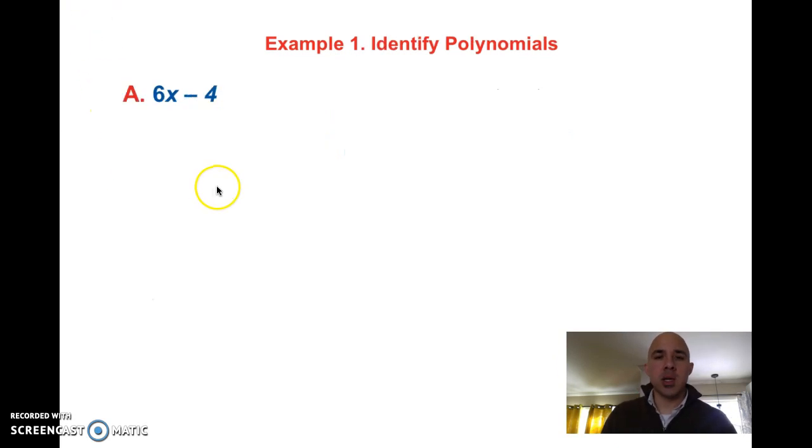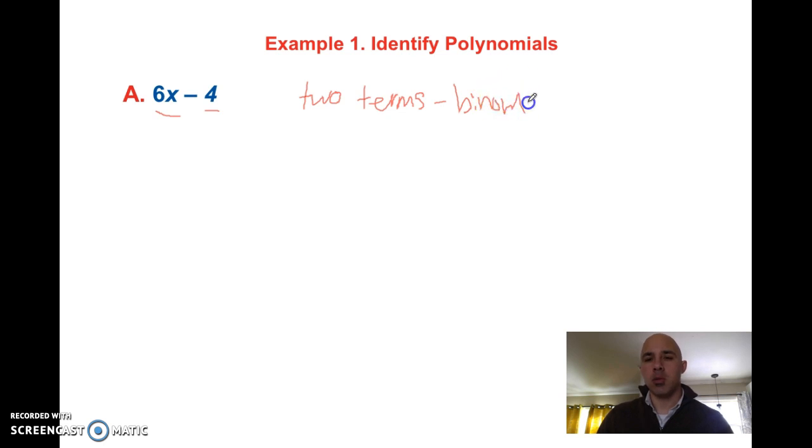Well, in this first example, we want to identify this polynomial. The first thing I noticed is that it has 2 terms. So if it has 2 terms, we're going to say that this is a binomial. It's like a bicycle. So you say binomial. Excuse the writing.